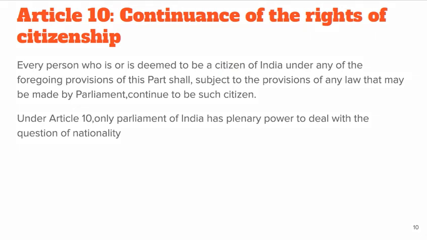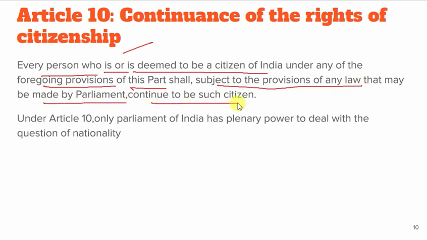Now, Article 10, the continuance of the rights of citizenship. Every person who is or is deemed to be a citizen of India under any of the foregoing provisions of this part shall, subject to the provisions of any law made by Parliament, continue to be such citizen. This might sound a little confusing, but under Article 10, only the Parliament of India has plenary powers to deal with the question of nationality.